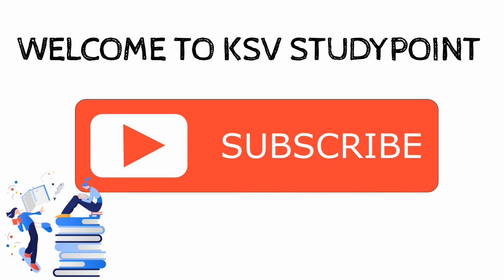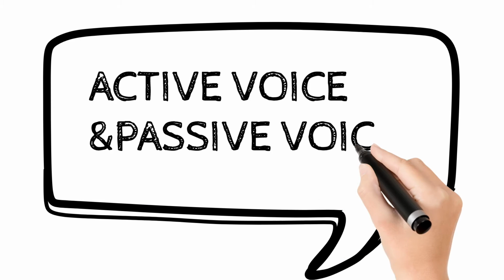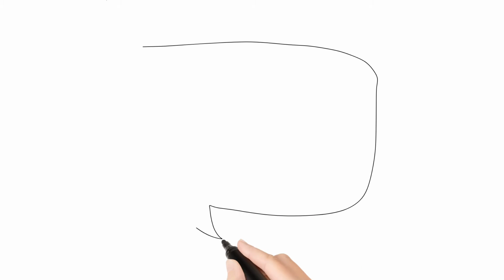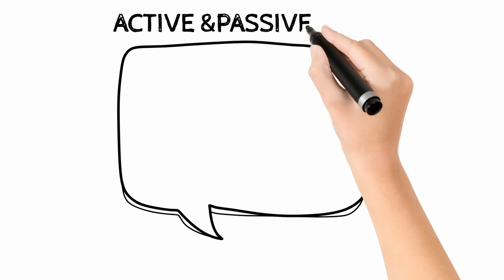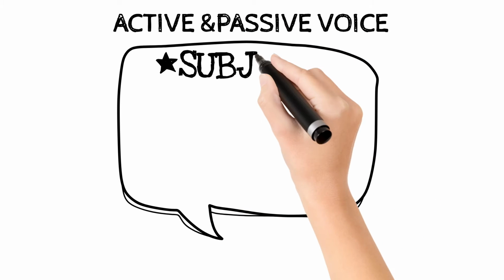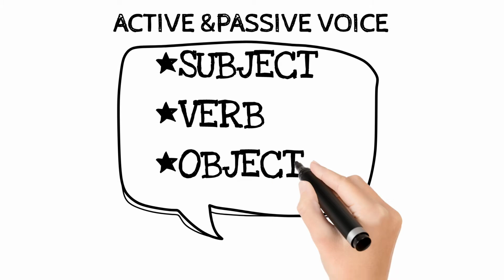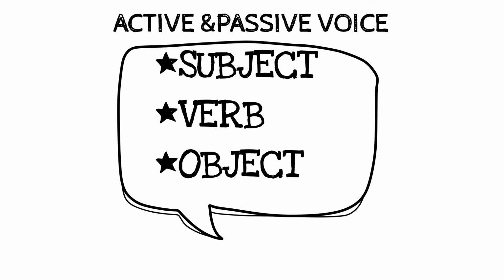Okay, today let us know about active voice and passive voice. Before learning about active voice and passive voice, let us know about some terms. They are subject, verb, object. Okay, now we will learn what is subject. Who or what performs the action of the verb is called as subject. Point to remember, this always comes in the beginning of the sentence.